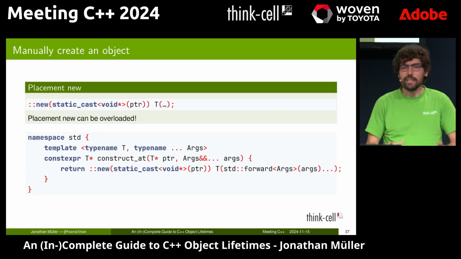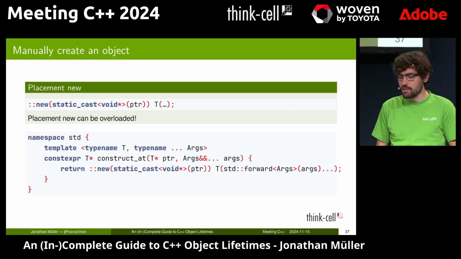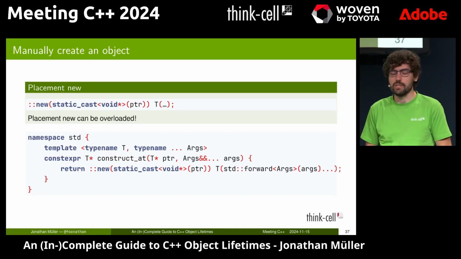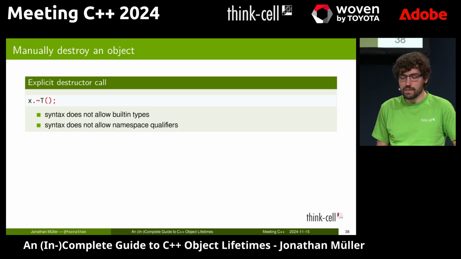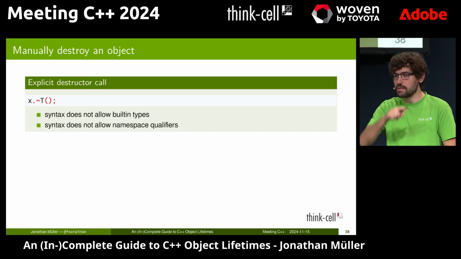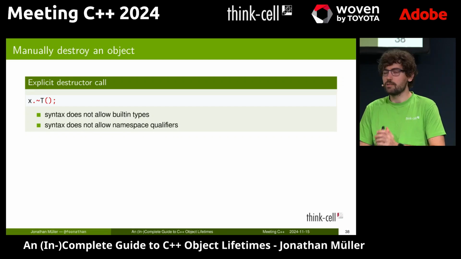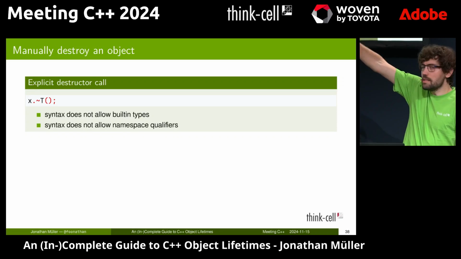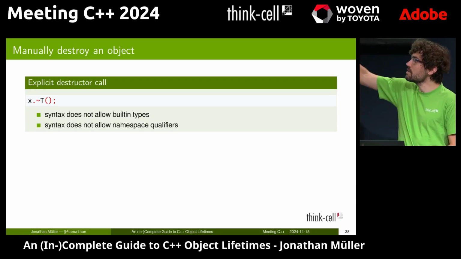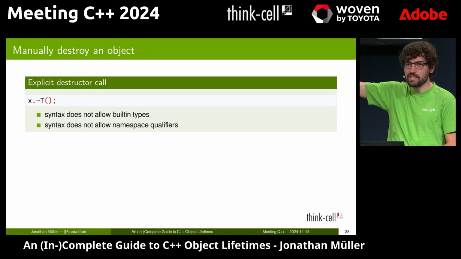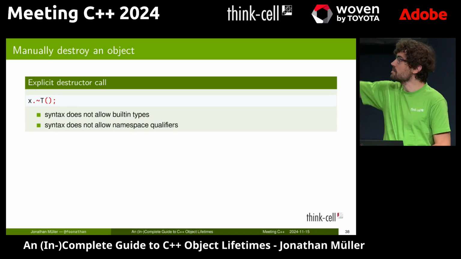Now we've manually created an object, and because we manually created it, the compiler isn't going to destroy it for us. So we have to explicitly destroy it as well. And for that, we can use an explicit destructor call. So the syntax for that is object dot tilde and then the name of the type. And there's a really weird quirk about the grammar. The T there, the name of the type, has to be an identifier, which means that you cannot use that for ints or other built-in types, because then you would write tilde int, and int isn't an identifier. It has to be an identifier.